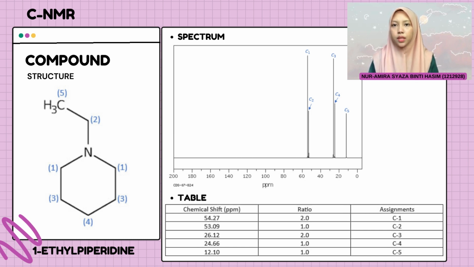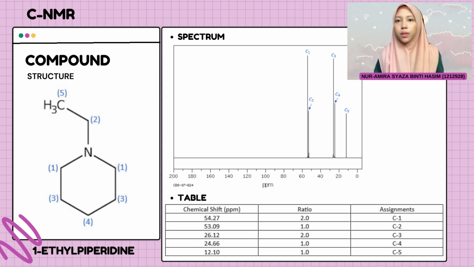But what we can see is that the signals are in the range of sp3 hybridised carbon, which is shifted to the upfield area. Next, from the spectrum, there are 5 signals, which means there are 5 different environments of carbon in the compound. So, if we look at the structure of 1-ethyl piperidine, there are 5 carbons that contain different environments. The carbons are labeled as carbon 1, carbon 2, carbon 3, carbon 4, and also carbon 5.